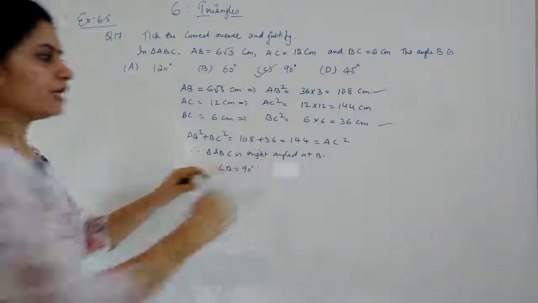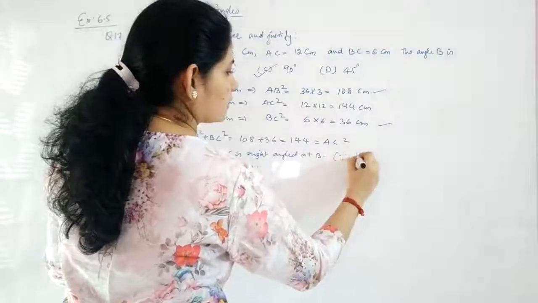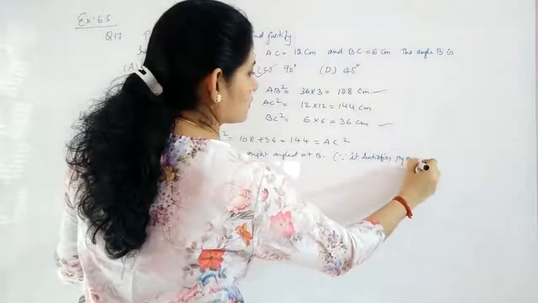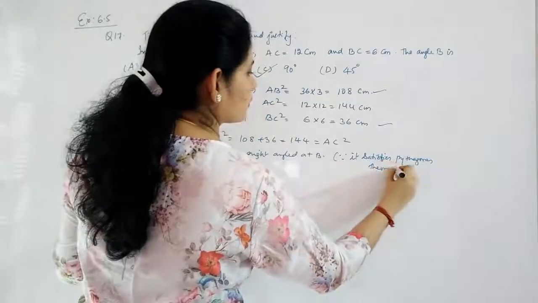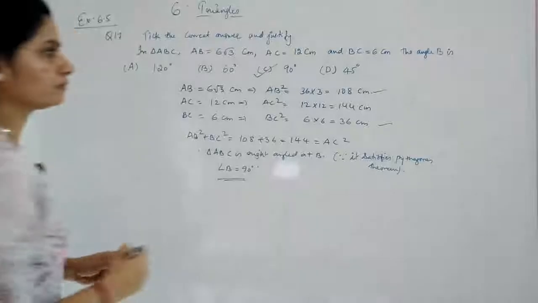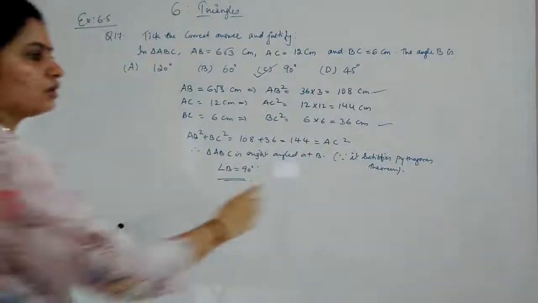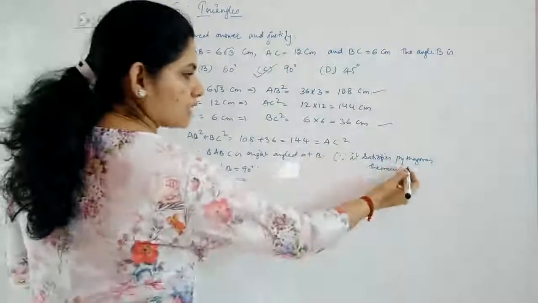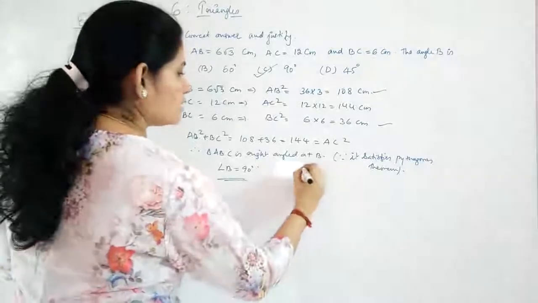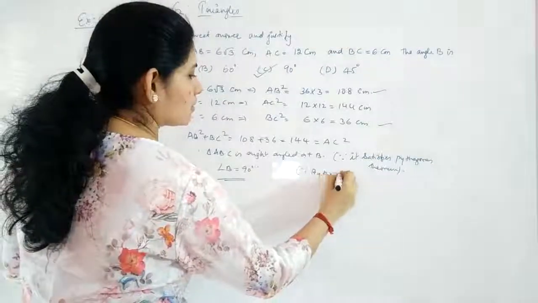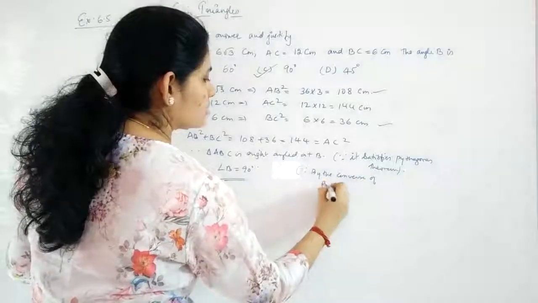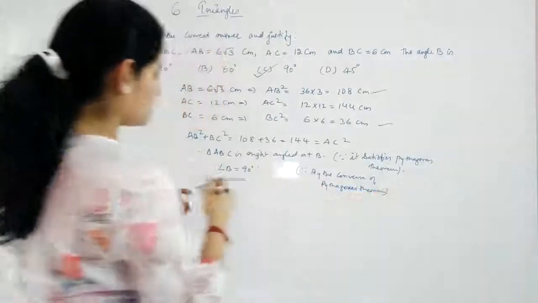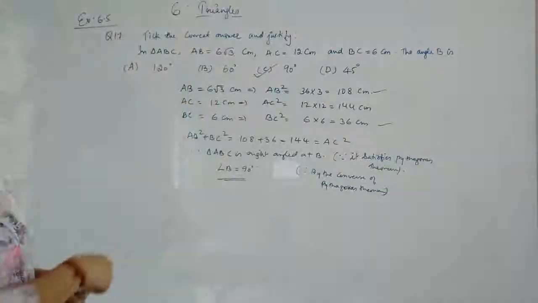Why? It is satisfying Pythagoras theorem. Option C. Or instead of this you can write by the converse of Pythagoras theorem. It is satisfying the Pythagoras theorem statement, or you can say by the converse of Pythagoras theorem, because the theorem says that if you have this condition, then the triangle will be right angled.